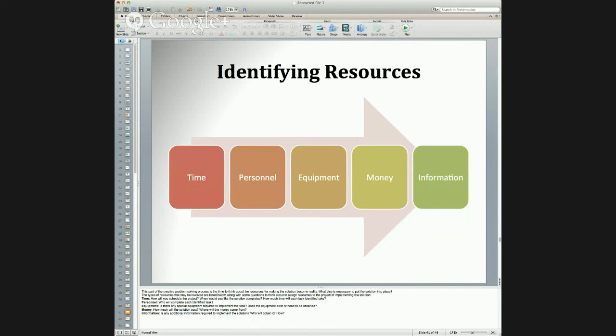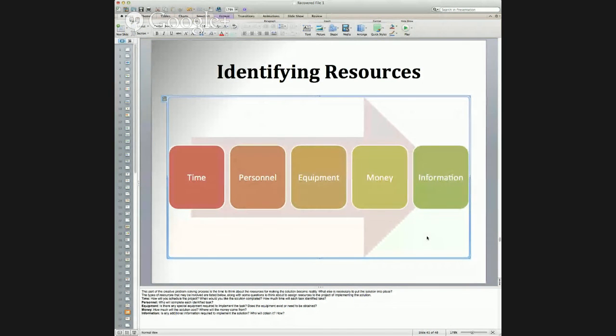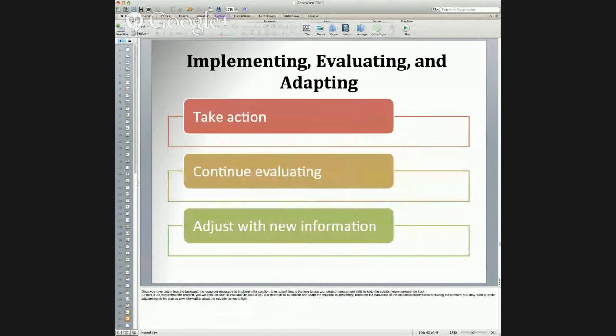So identifying resources is a process of creative problem solving. Without identifying your resources, including time, personnel, equipment, money, and information, know that something is missing in the process of your problem solving. Next, implementing, evaluating, and adapting.